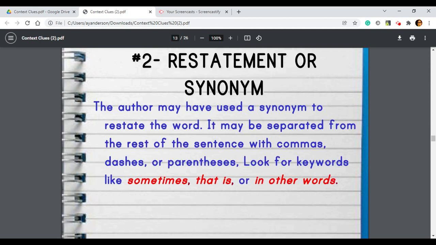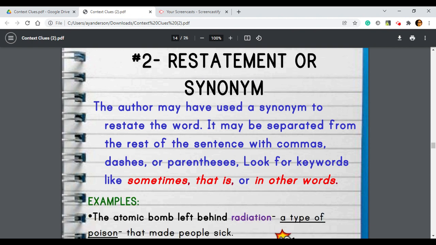Number two, restatement or synonym. The author may have used a synonym to restate the word. It may be separated from the rest of the sentence with commas, dashes, or parentheses. Look for key words like sometimes, that is, or in other words. Example: the atomic bomb left behind radiation, a type of poison that made people sick.